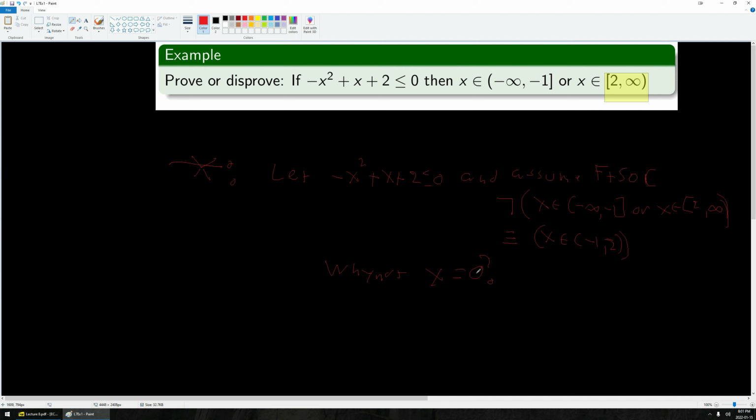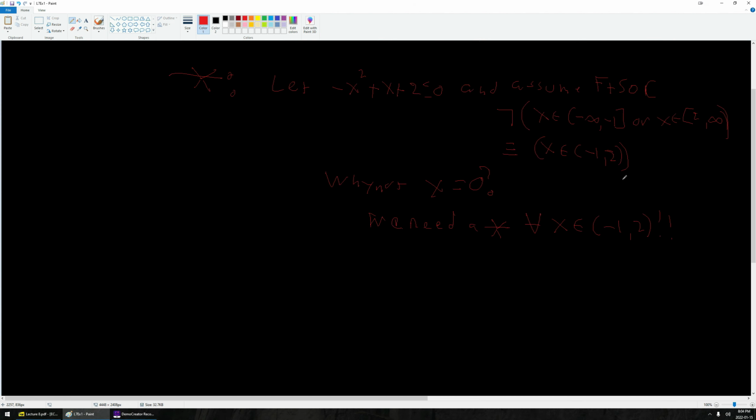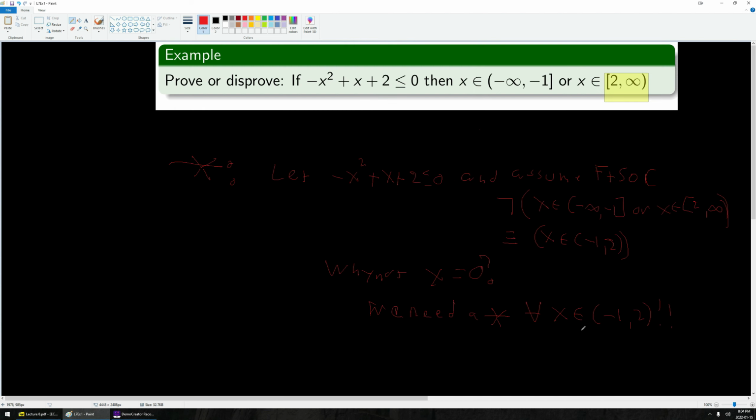So why can't we just pick something like this? Well, we actually need to find a contradiction for all x and r that satisfy both of these properties. Thus, we need a contradiction for all x in that interval. So this begs the question, how do I go about doing this? Well, in this case, it turns out that it's not actually very useful to try to do this, but in other cases, it does work.